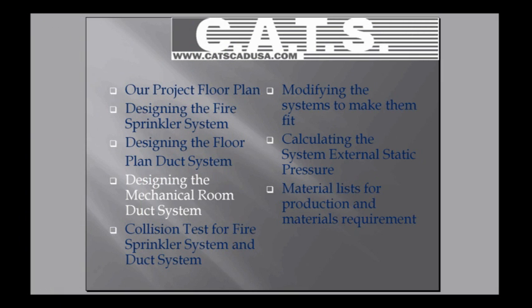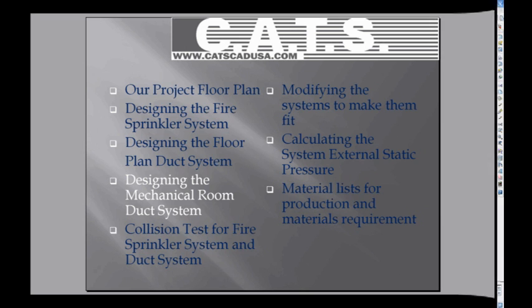This can often be the most challenging part of your project due to other trade elements such as electrical conduits, chilled water or refrigerant piping, and plumbing lines sharing the space. C.A.T.S software layer management system will allow you to create each of the materials occupying the space within its own layer.